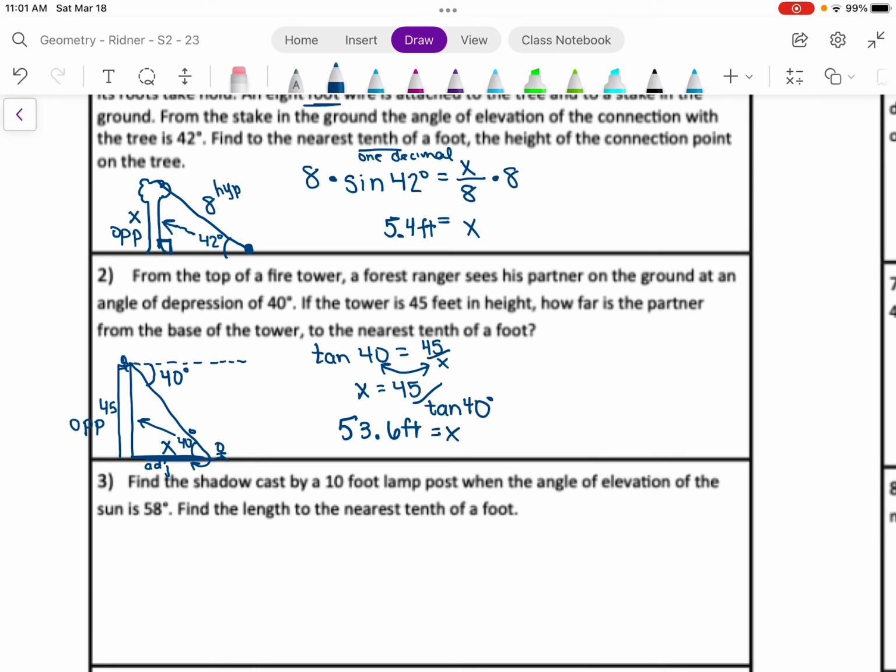All right, so there's an example with depression and an example with elevation. Again, try the other one, but this concludes this video.